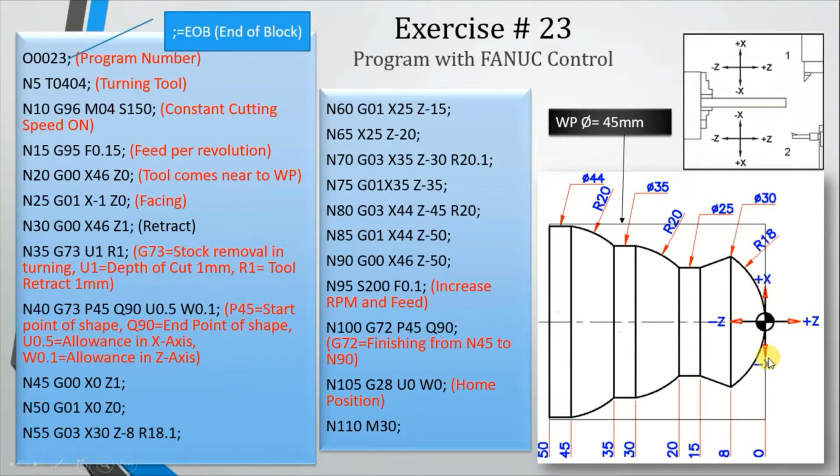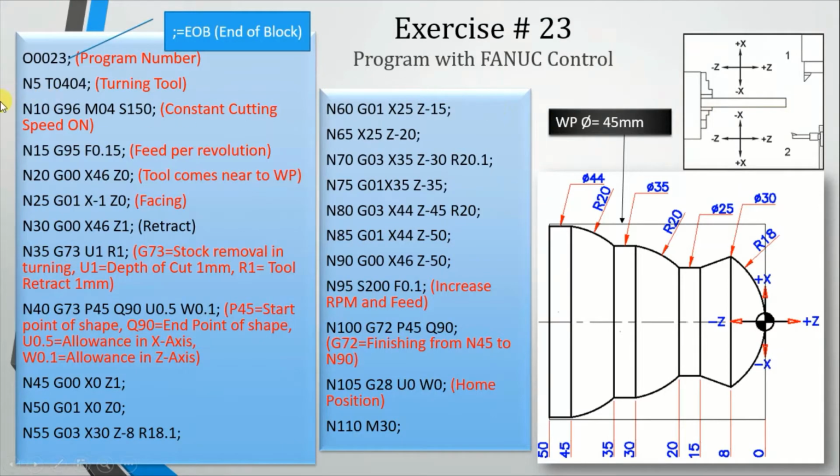Up will be x plus, down will be x minus, to the right we have z plus, to the left we have z minus. It means for all these points, x will be plus, z will be minus. One thing more, in the lathe volt we used to have 0 here, up was x minus and down was x plus. Now in the machine with the FANUC control, the tool will be up and x up will be plus and down it will be minus.